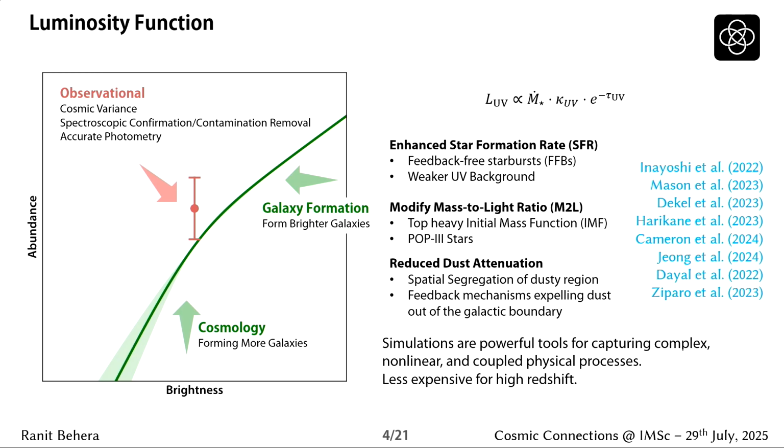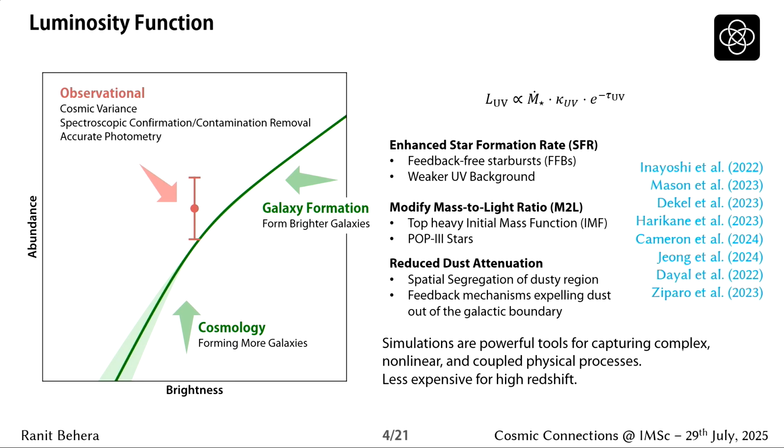Observationally, we want to reduce this error. To account for cosmic variance, you can look in various directions and do large volume surveys. You can do spectroscopic confirmation to reduce contamination, and accurate photometric data reduction. For some sources this is actually helpful, and they do move this side.